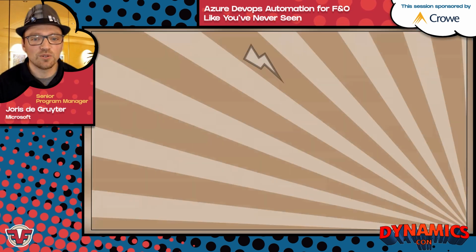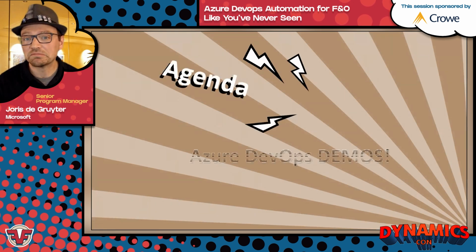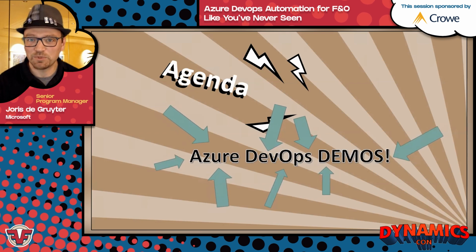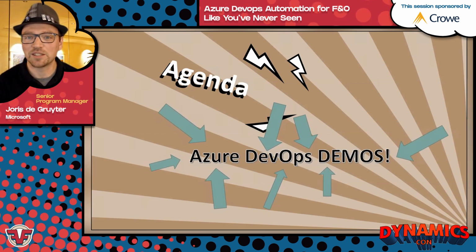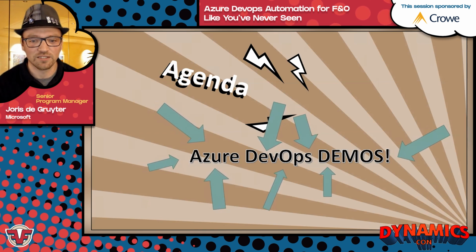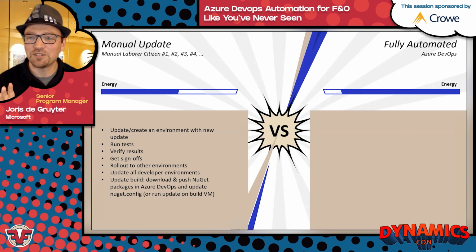So what I'm going to do today on the agenda is pretty simple. I'm just going to do Azure DevOps demos. That's pretty much it. Actually, I have two or three slides, but that's it, just to get started. I love this theme that they've come up with. Anyways, this is the manual update versus fully automated.